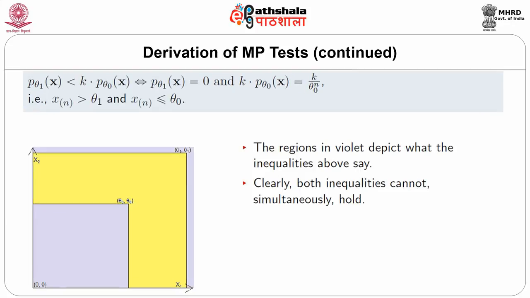But both inequalities cannot hold simultaneously, x order n greater than theta 1 and less than theta naught, where theta 1 is greater than theta naught. This is not possible. So, p theta 1 less than k p theta naught, this set is a null set.